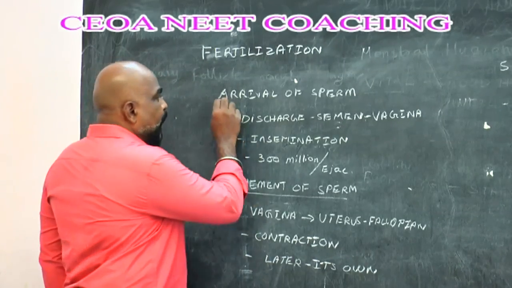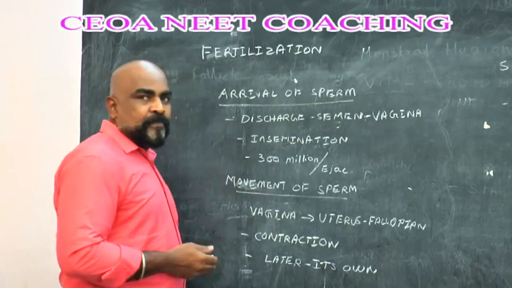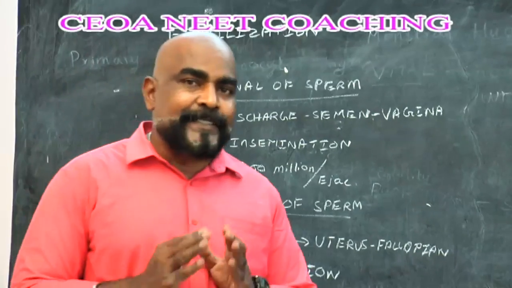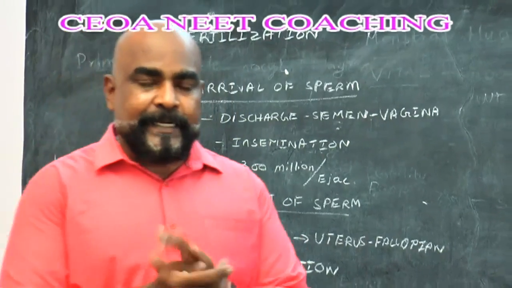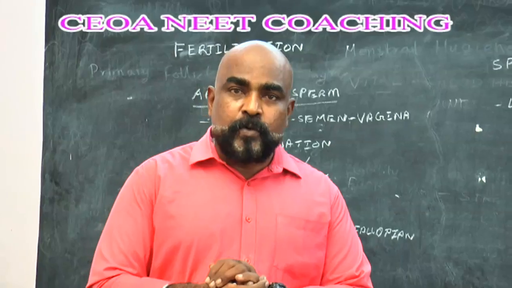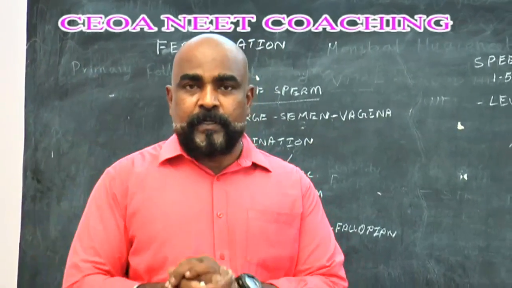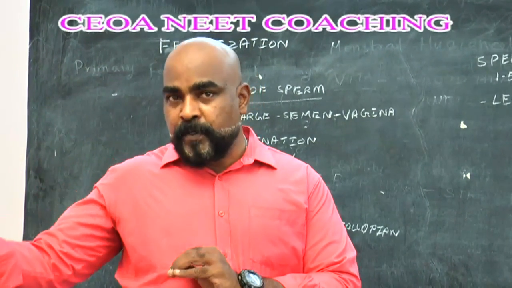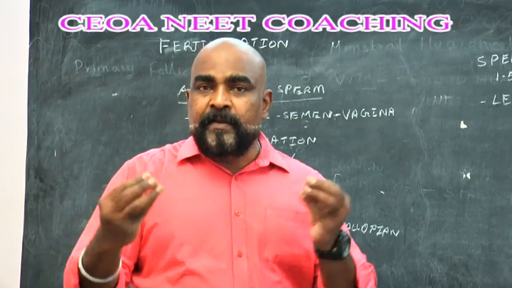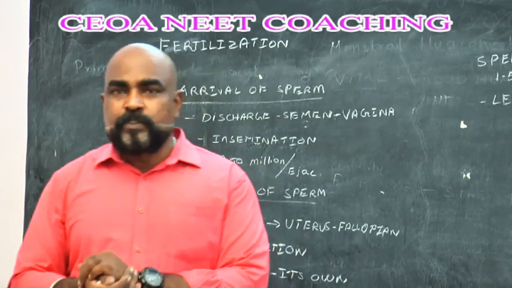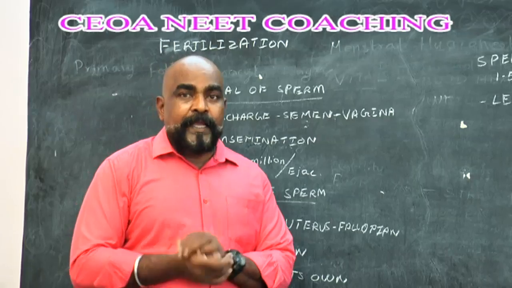First is the arrival of the sperm. Fertilization happens in the female genital tract, but spermatozoa are produced in a male individual. So the sperm has to arrive at the fertilization site, which plays a major role in fertilizing.